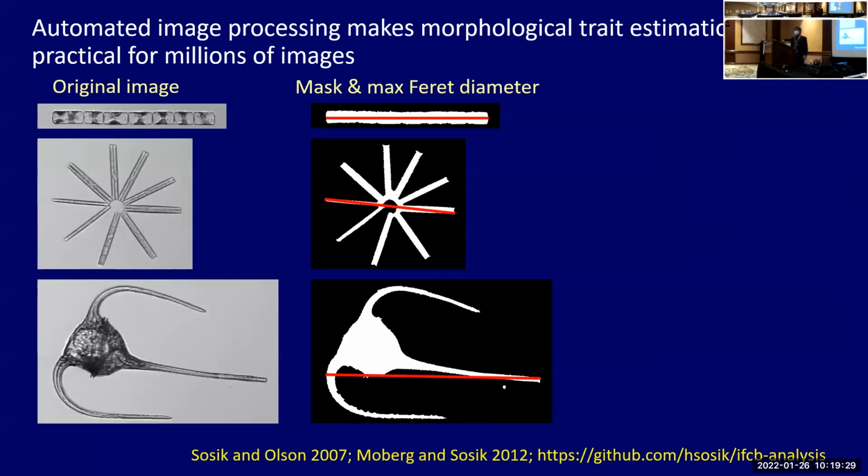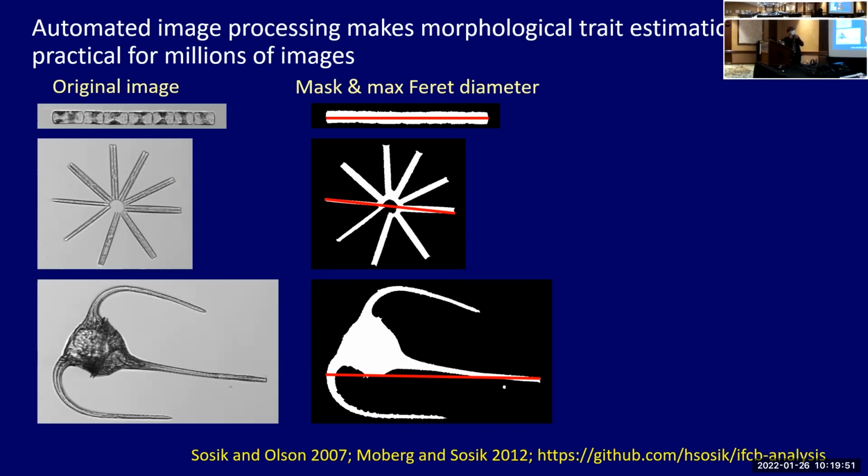Okay, so what do we do with all these thousands of images an hour? Of course, we need automated processing. We've developed algorithms to get geometric characters from all of these complex images. Here I'm just showing the maximum linear extent, in this case determined by Feret diameter.